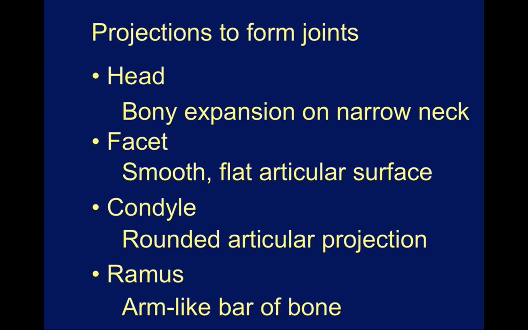Our second group of bone markings refers to our projections that will be useful in forming joints. We have 4 of these projections, namely heads, facets, condyles, and rami. Heads will often be found on our long bones. These typically tend to be round and oftentimes are attached to a very narrow neck to increase movement at those particular joints. Remember, these structures are now going to be useful for joint formation. So these are the processes that come out of bones that aid in articulation.